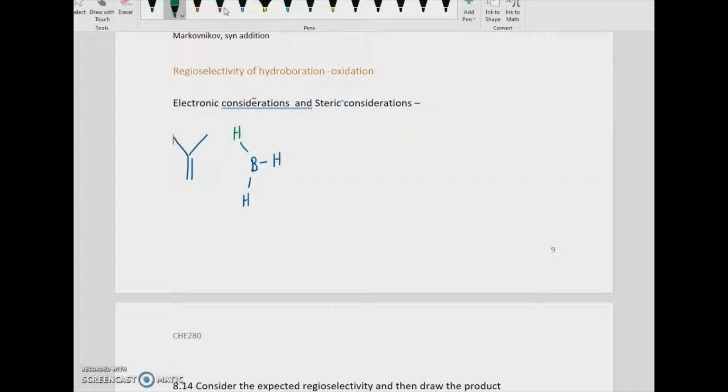The pi electrons here are going to attack the empty p shell. I did not mean to make that green. We're going to make it orange. There we go. They attack the empty p shell. That makes this carbon here a little bit positive. And so these electrons here are going to be attracted to that carbon because it's a little bit more positive than the other carbon atom.